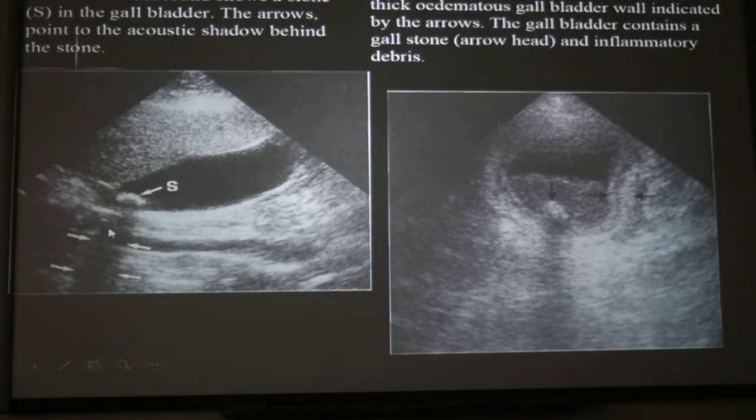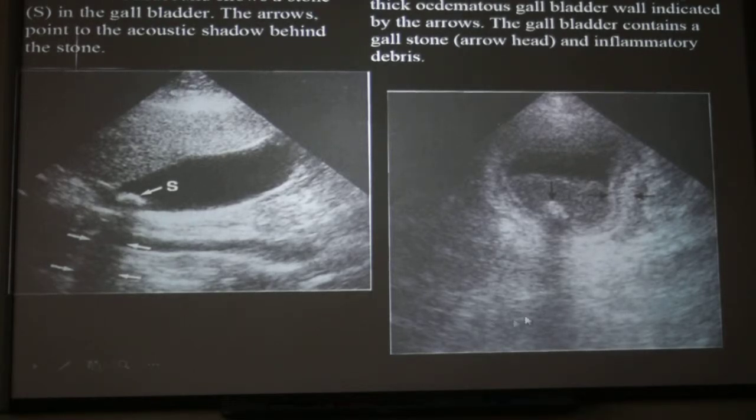Why do you have the shadow? The sound waves are unable to go through the stone because it's a hard structure. So the sound waves are reflected back. So they don't actually go through the stone. So that is why you have this black shadowing here behind the stone. So we call this shadowing behind the stone. This tells you that the sound waves are unable to go through the stone.